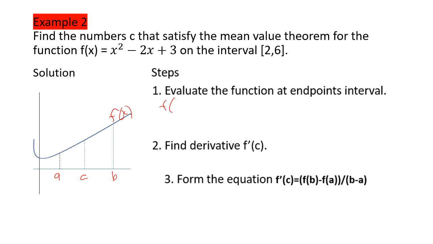So f of 6 equals 6 squared minus 2 times 6 plus 3 equals 27. F of 2 equals 2 squared minus 2 times 2 plus 3 equals 3.